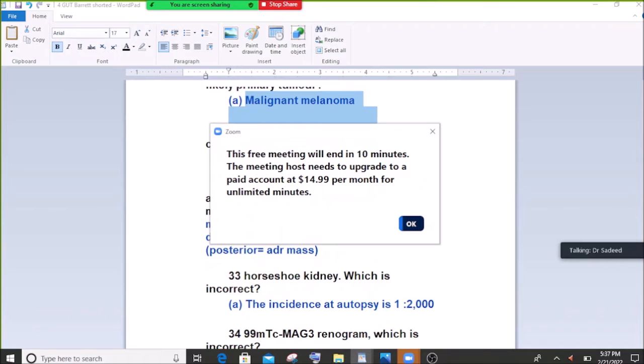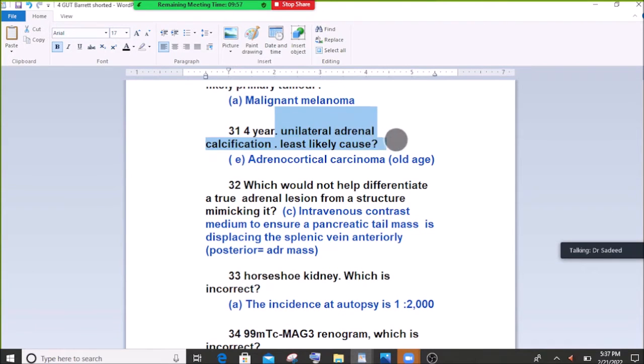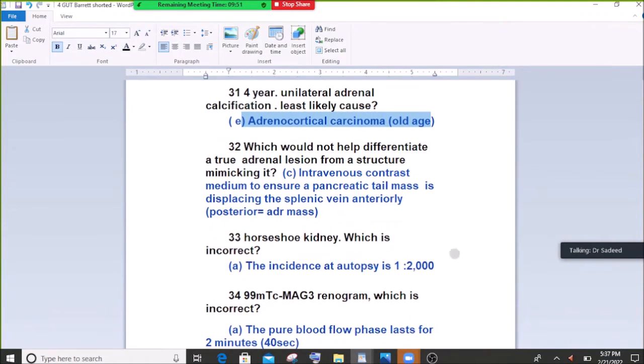Question 31, 4-year-old, unilateral adrenal calcification, the likely diagnosis is adrenocortical carcinoma. It occurs in old age patients. Question 32, which would not help differentiate a true adrenal lesion from a structure mimicking it? Giving contrast medium to ensure a pancreatic mass is displacing the splenic vein anteriorly, posterior, adrenal mass.